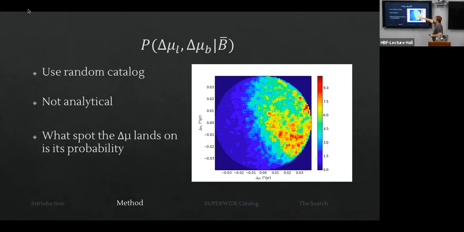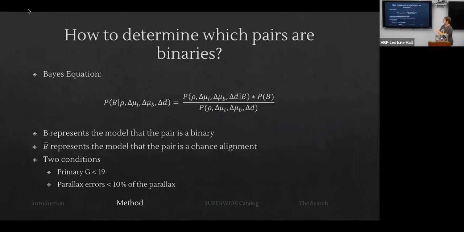But when we looked at the distribution of the proper motion differences, we couldn't really fit anything to it. It was really hard. So what we decided to do was, if we have a certain pair of stars and it lands right there, then that's its probability. So whatever the number of pairs in this box here divided by everything in this plot, that's the probability of it being not a binary. So that's for the chance line.